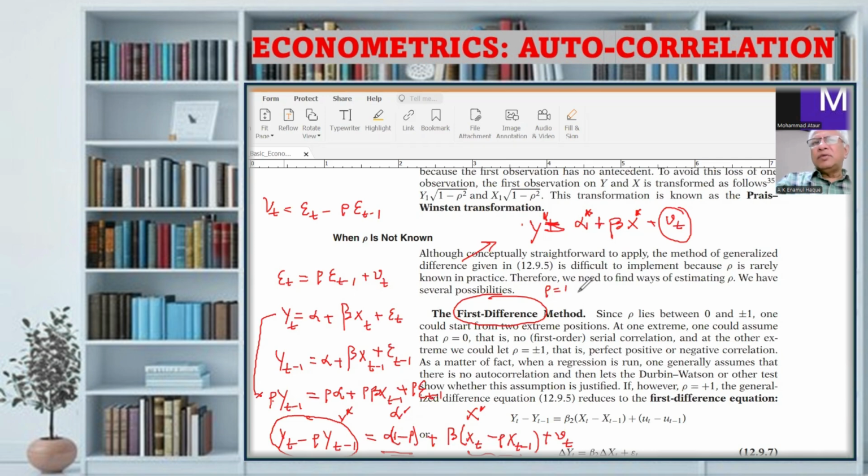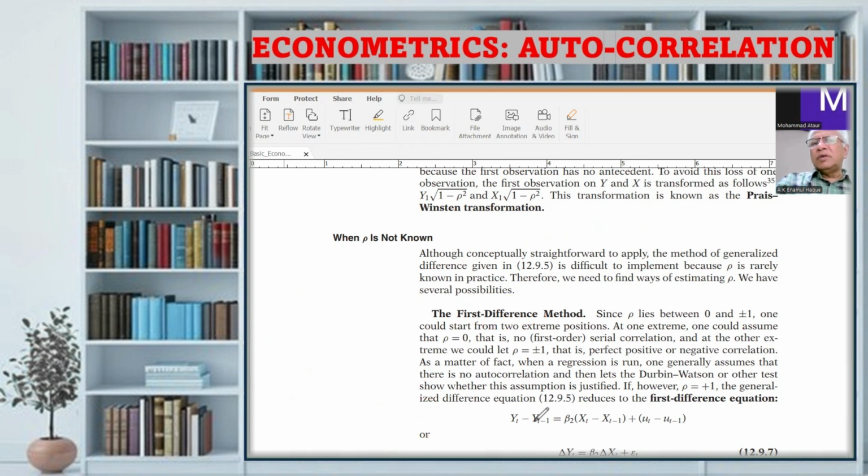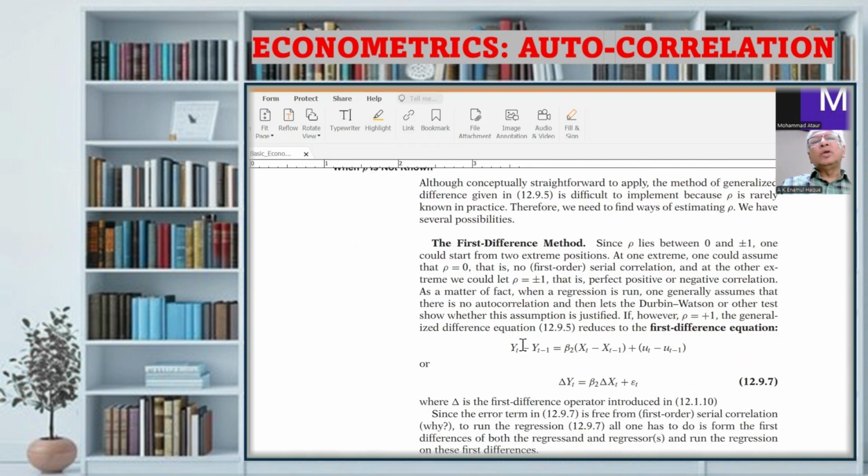You're just saying, look, even the moment you subtract it, if you don't know the value of rho, we'll come back to the value of rho. If you don't know the value of rho, just subtract it. And this model, which is the first difference model, is not correlated. So in other words, we can remove autocorrelation by simply taking the difference. That's your first order autocorrelation removal method.